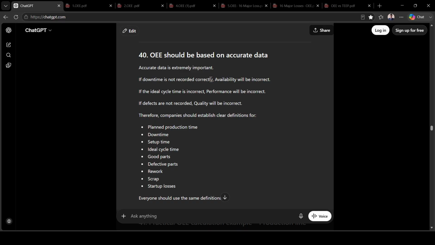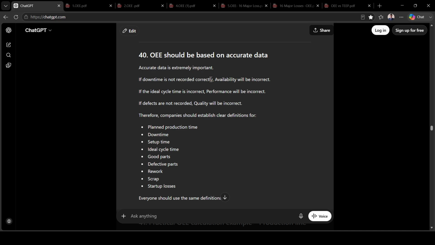Therefore, companies should establish clear definitions for plant production time, downtime, setup time, ideal cycle time, good parts, defective parts, rework, scrap, and startup losses.